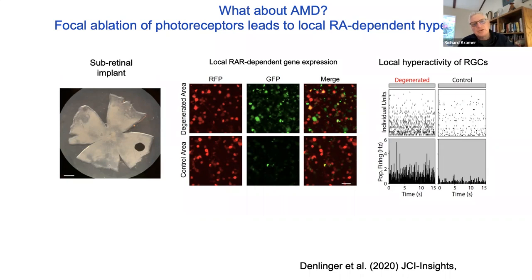So it just may be that the same phenomenon applies really to any disorder that causes loss of photoreceptors. A downstream consequence of that may be that retinoic acid is elevated, and that there's changes in the operation of the downstream circuitry.